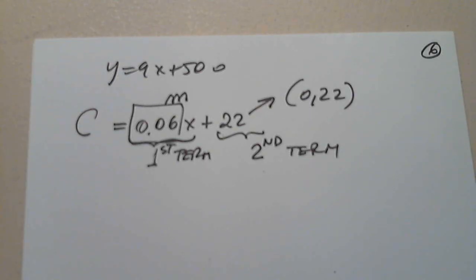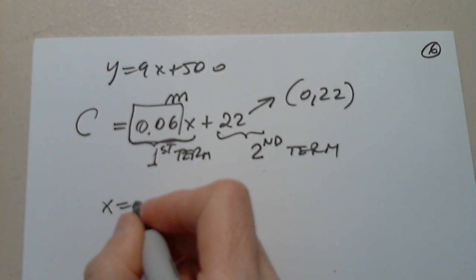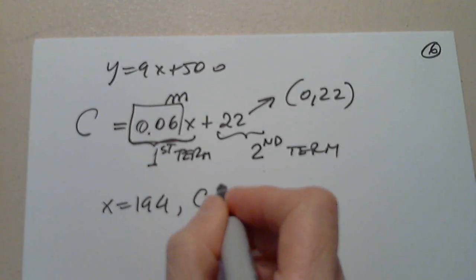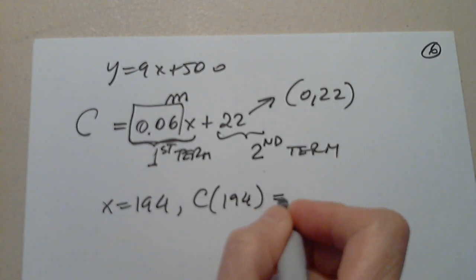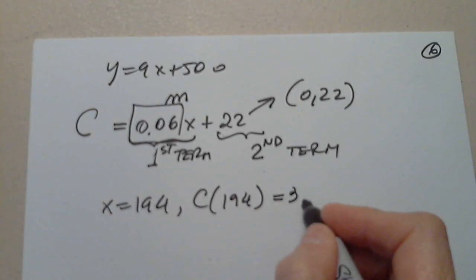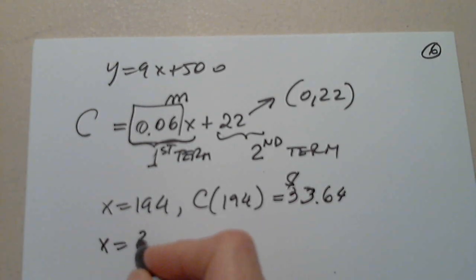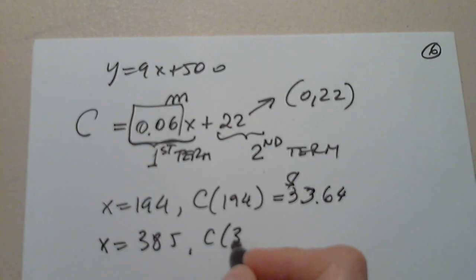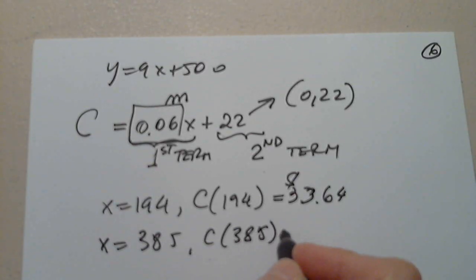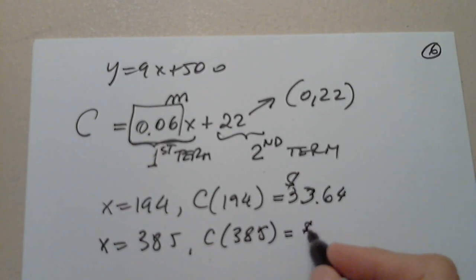194 and 385. Don't do this by hand. You may enter something wrong. Who knows? So for x equals 194, the cost, C of 194, is $33.64. For x equals 385, C of 385 is 45.1.